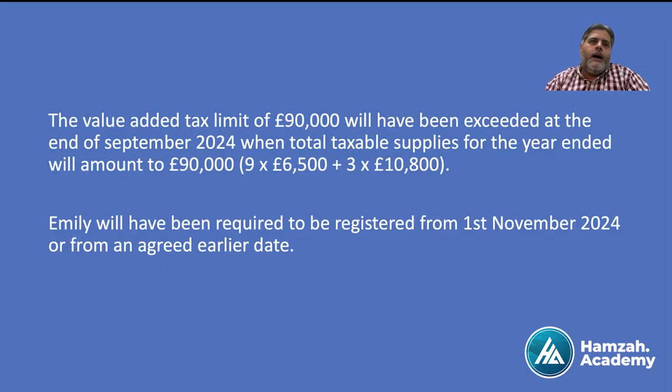So therefore, by the 30th October at the maximum, Emily will have to notify HMRC with the registration effective from the 1st November, right? So this is what the approach is going to be, right?